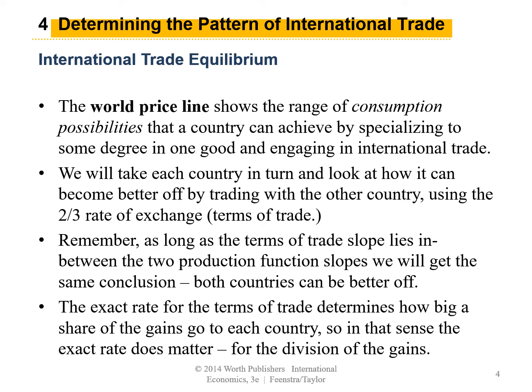We're going to take each country in turn, and we're going to look at how it can become better off from trade with the other country, and we're going to assume this 2/3 rate of exchange. The only condition for both countries to be better off is that the terms of trade slope should lie in between the two production possibility frontier slopes. And the division of gains is affected by exactly what the terms of trade ratio will be.